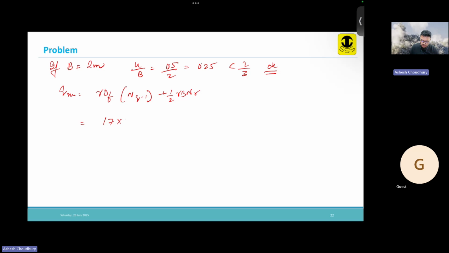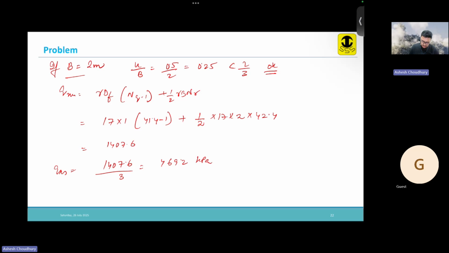Say, again, we are doing one more case. Say we choose B equal to 2. 4 minus 1 plus 12 into 17 into 2, 52.4, comes up as 7.6, next equal to 140, 7.6 by 3 to 469.2. Okay, so this is the Q_ns.